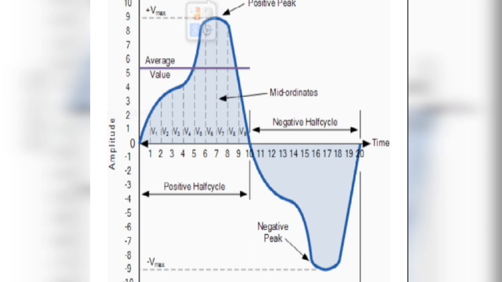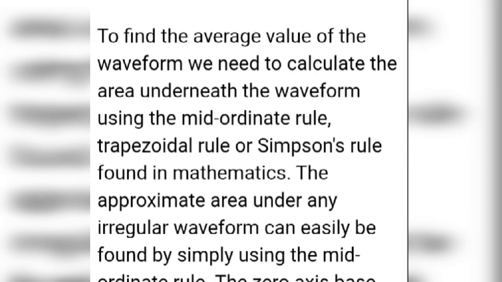Okay, let's start another one. To find the average value of a waveform, we need to calculate the area underneath the waveform using the mid-coordinate rule, the trapezoidal rule or Simpson's rule found in mathematics. The approximate area under any irregular waveform can easily be found by simply using the mid-coordinate rule.